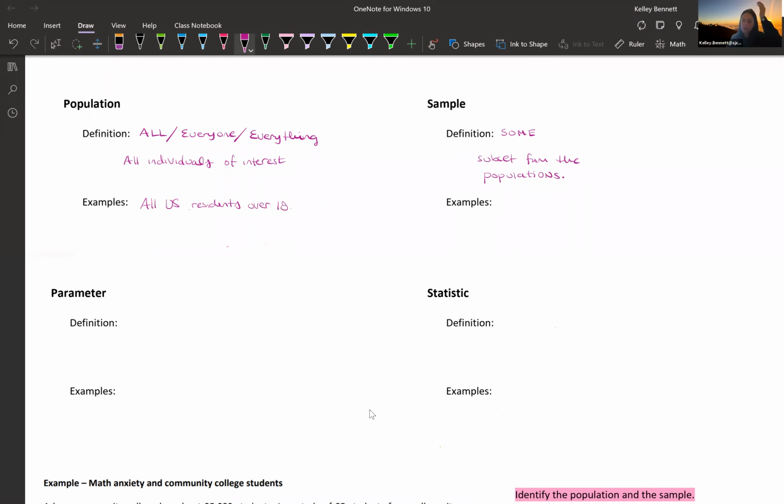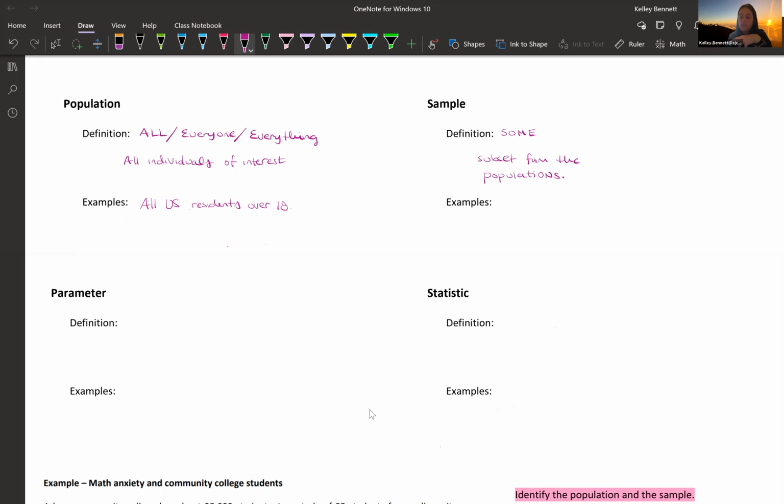Right, so maybe you want to make some sort of classification, like maybe you want to talk about their income, maybe you want to talk about their height, their occupation, whatever, but you're interested in making a measurement on all US residents over 18. So if I wanted to sample that, well, that's a lot of people to sample. So I don't want to ask all US residents over 18. I don't even think I could if I wanted to.